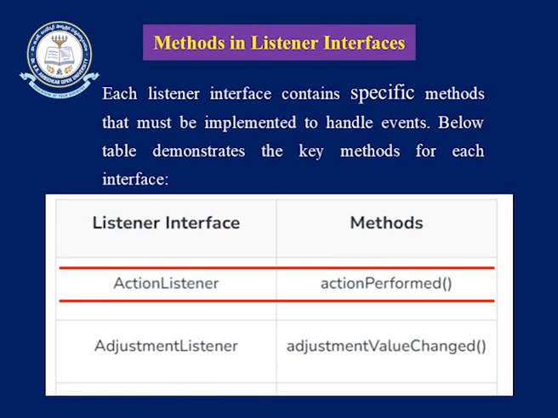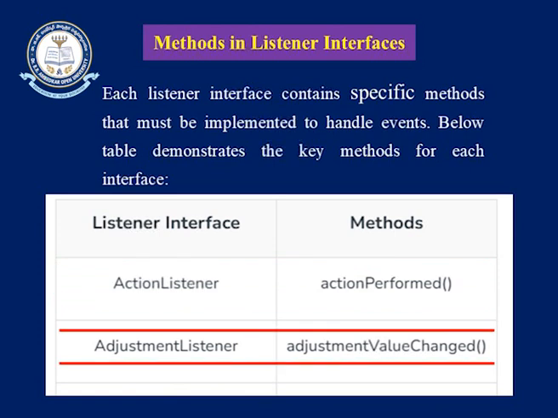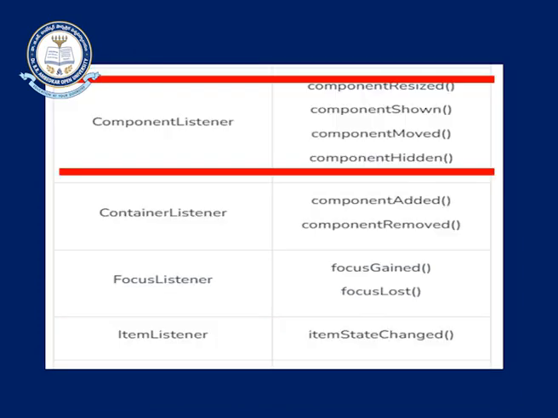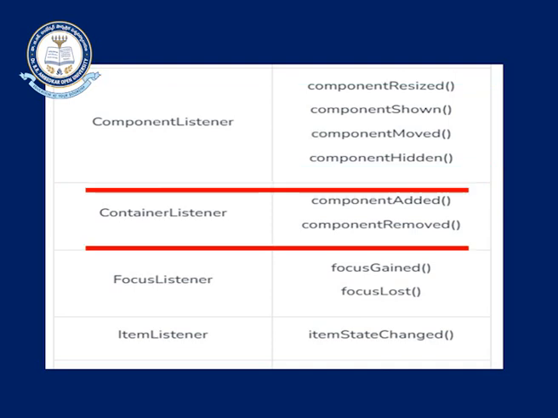First one is the action listener. In action listener, we have the actionPerformed method, and in adjustment listener we have the adjustmentValueChanged method. Next, component listener. In component listener, we have four methods: componentResized, componentShown, componentMoved and componentHidden. Next one is the container listener. In this we have two methods: componentAdded and componentRemoved.